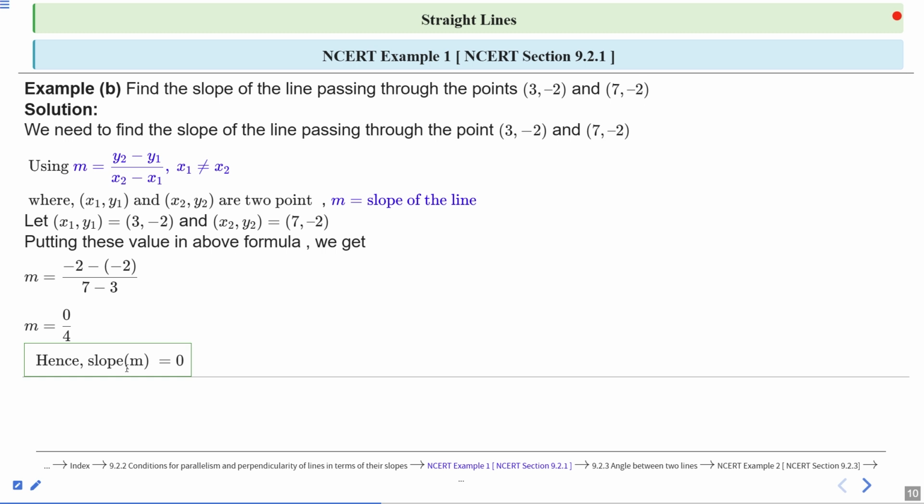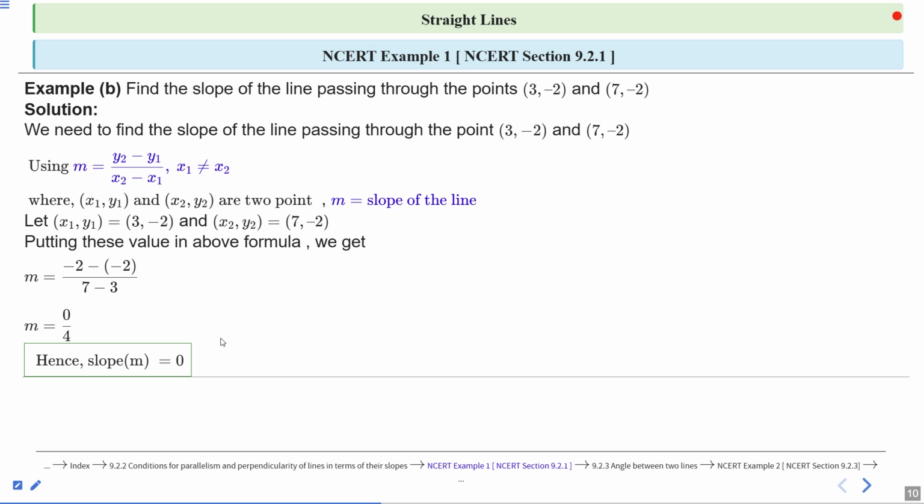And hence the slope of the line passing through the points (3, -2) and (7, -2) is 0. Okay. So the slope of the line passing through the points (3, -2) and (7, -2) is basically 0.